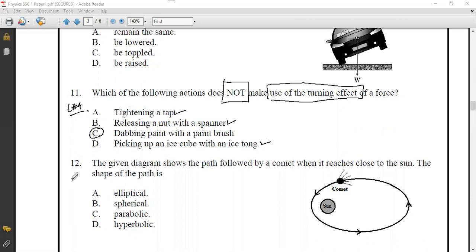Next, we have question number 12, from chapter number 5, Gravitation. This is the same question we have also solved in the previous exam papers. The given diagram shows the path followed by a comet when it reaches close to the sun, and we have to tell the shape of this path. Comets are icy bodies that revolve around the sun in a nearly elliptical path. The path of these icy bodies is elliptical. So the correct option for this question is option A.